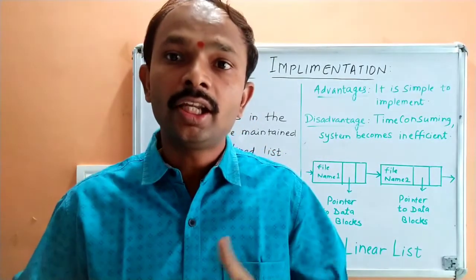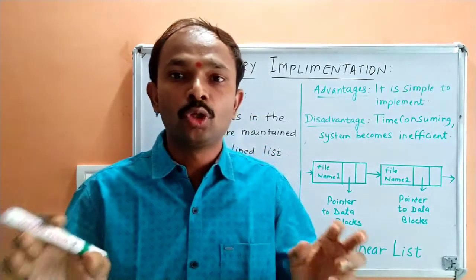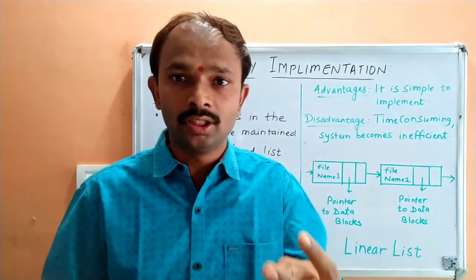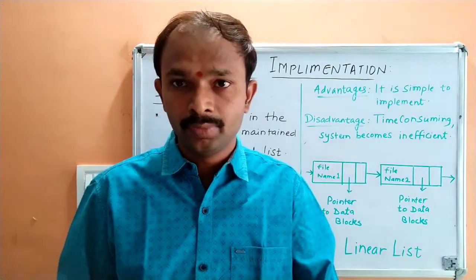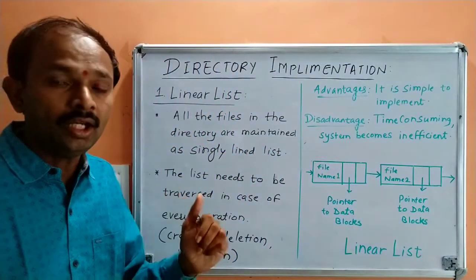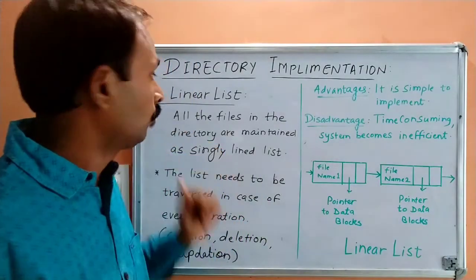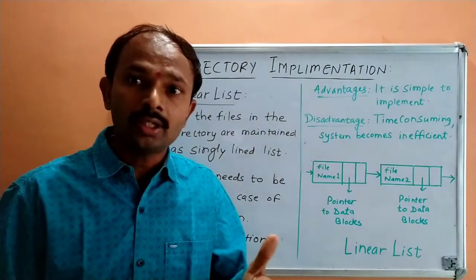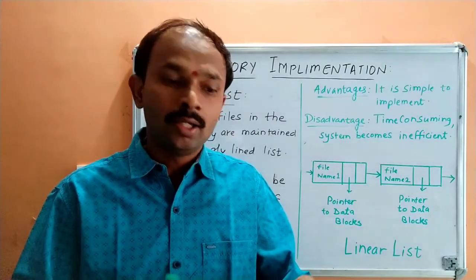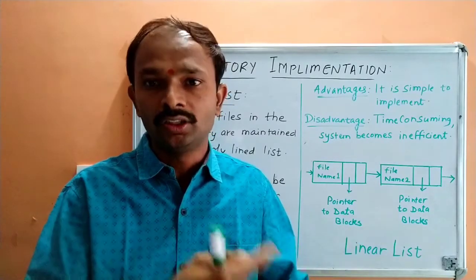Now here in directory implementation, we are going to study how directories are implemented inside a computer system. There are basically two methods to implement the directory. The first method is linear list and the second method is hash table. So what is meant by linear list? Here basically the files inside the directory are maintained as a list of files one after the other.